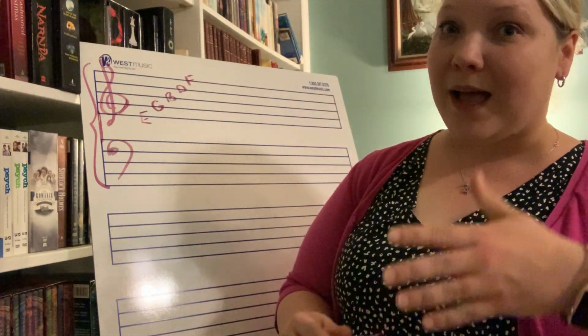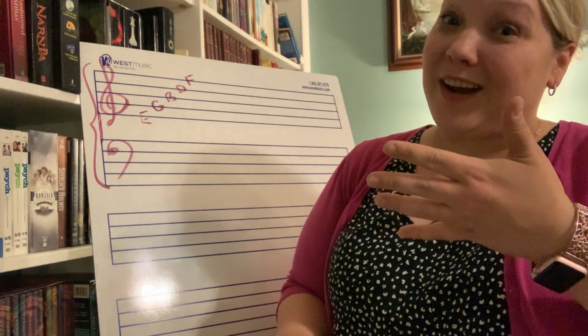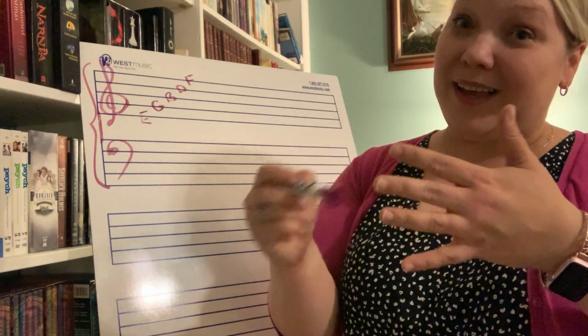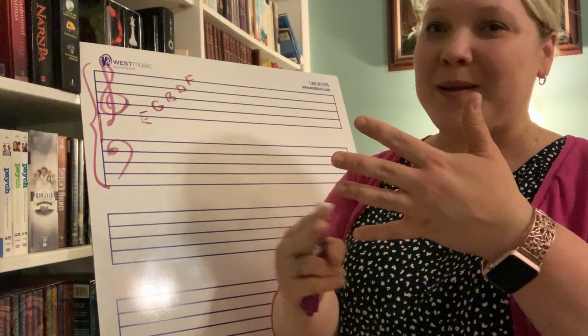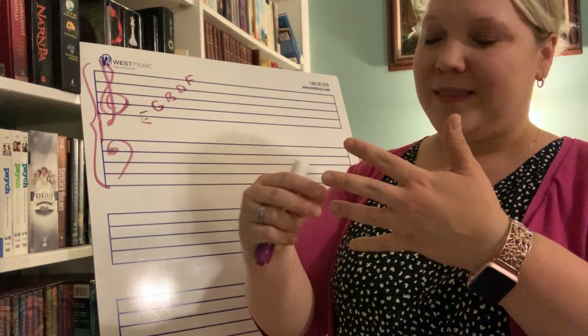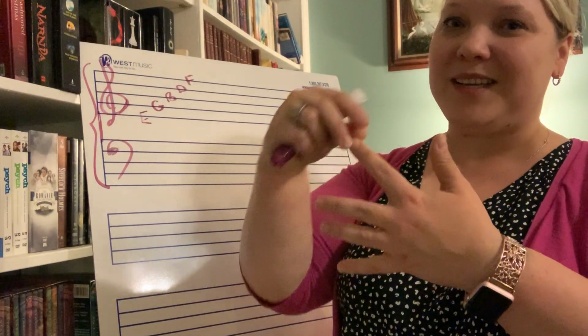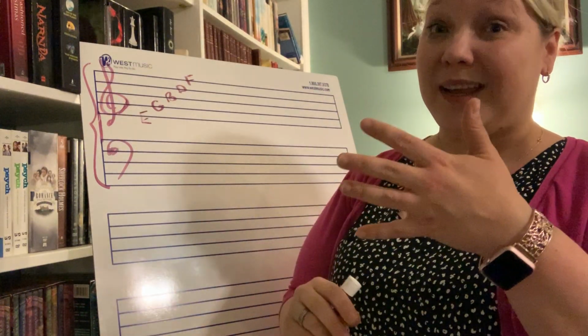So get out your hand staff. You have 5 lines and 4 spaces on your hand, really. 1, 2, 3, 4, 5 lines and 1, 2, 3, 4 spaces. Makes a lot of sense. All right, so bottom line is every good boy does fine. Those are your treble clef line notes.